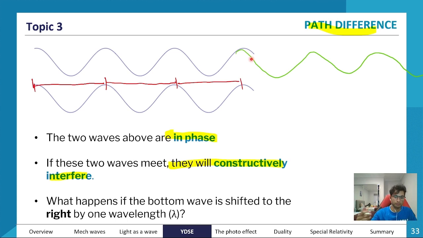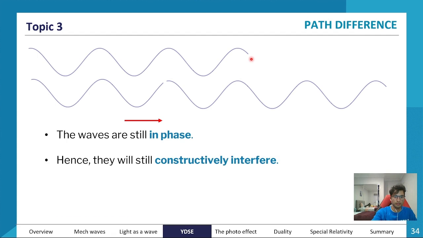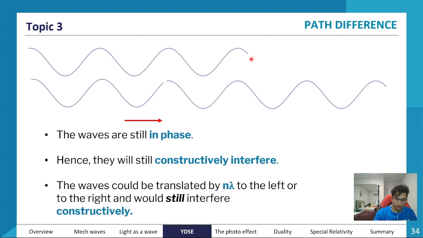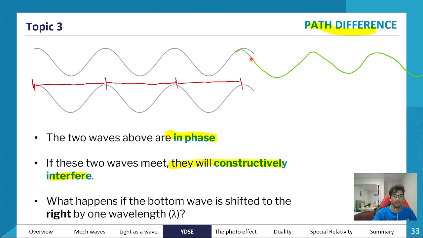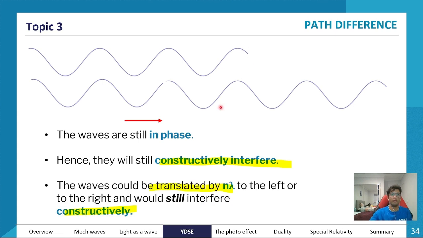They're traveling together. And so what we say is that if you have two waves and they have been translated by n wavelengths, where n is a whole number, they are still going to constructively interfere. Because again, we showed this before. When we moved the wave by one wavelength, and another wavelength, and another wavelength, it's still constructively interfering. So if we move the wave by a whole wavelength, it's still going to constructively interfere.